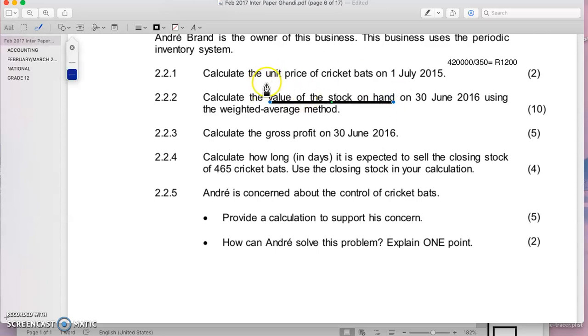We're not calculating the value of one unit. We're not calculating the number of units. It is the value of all stock on hand on the 30th of June 2016, and we're using the weighted average method. So it is very important to know we're calculating the value of all stock on hand.